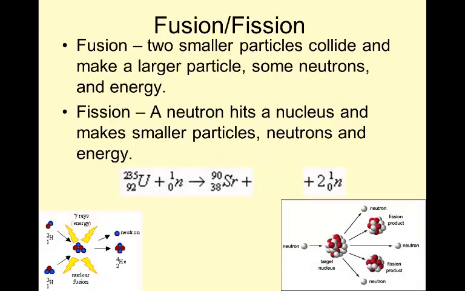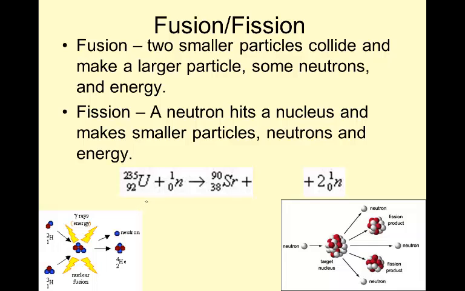Okay. Fission and fusion, the last topic we're going to do today. Nuclear fusion is when 2 small particles collide and they make a larger particle, some neutrons and some energy. So you start with 2 small nuclei, you speed them up really fast, you mush them together and they stay together. That's called fusion. Fission is when you start with a big nucleus and you shoot it with a neutron. And that nucleus makes smaller particles. That means it splits, okay? And it splits and gives off a lot of energy and some neutrons.